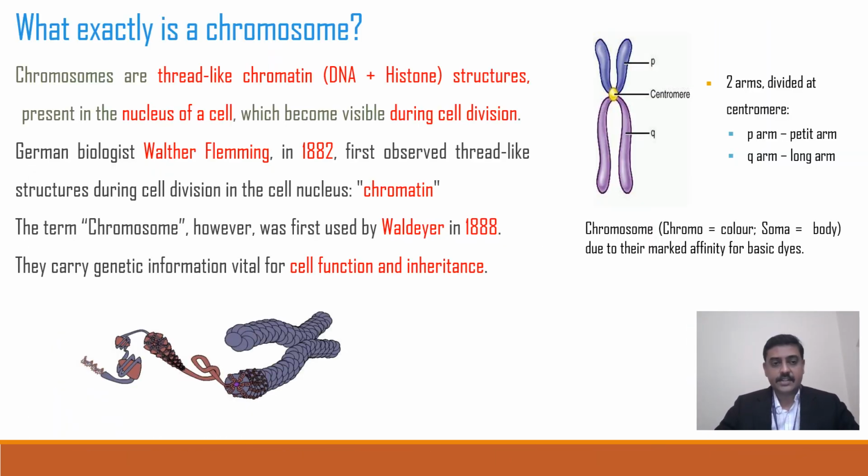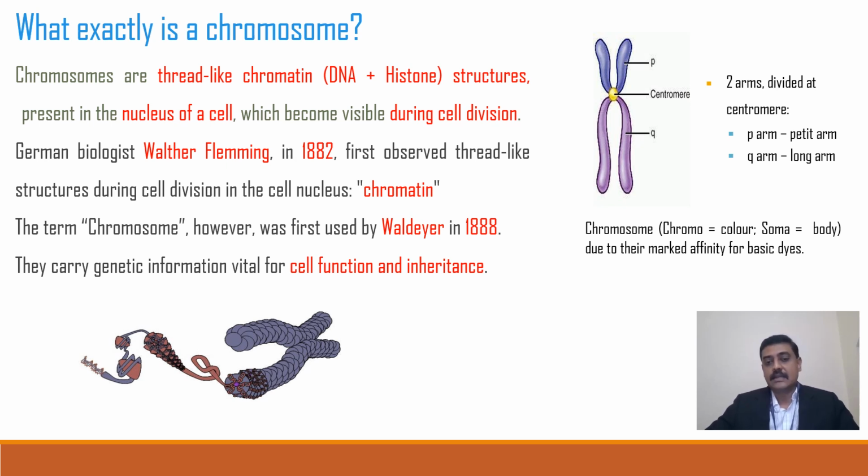What exactly is a chromosome and where is it basically present in a cell? Chromosomes are thread-like chromatin structures and they are present particularly in the nucleus of a cell. Chromatin structure is said to contain both the DNA component and the histone component. The histone component represents the protein one, and there are also certain non-histone proteins which are an integral part of the chromosomes.